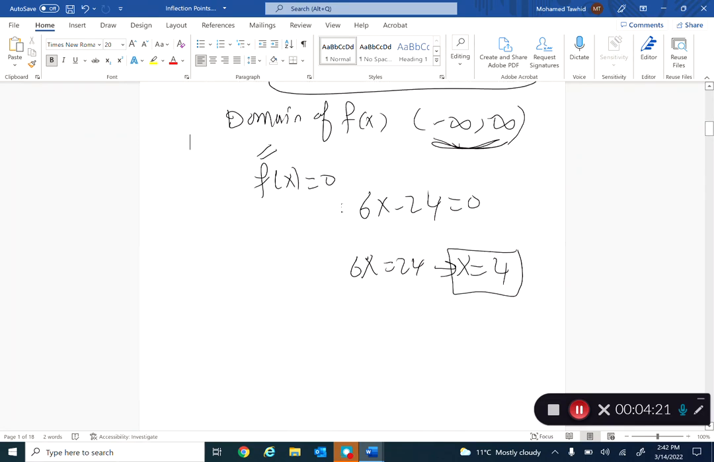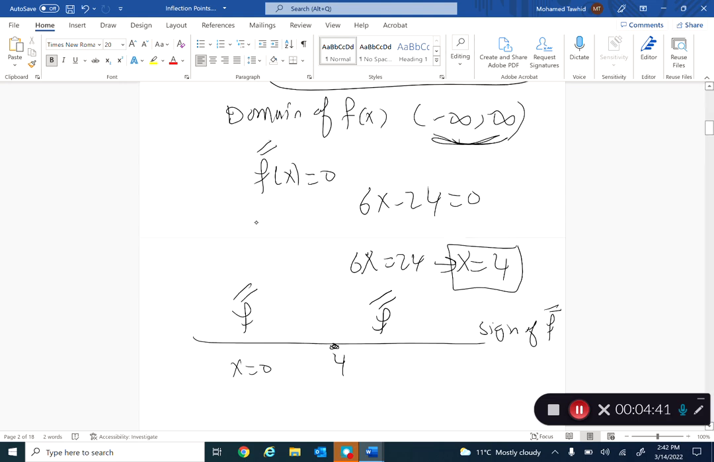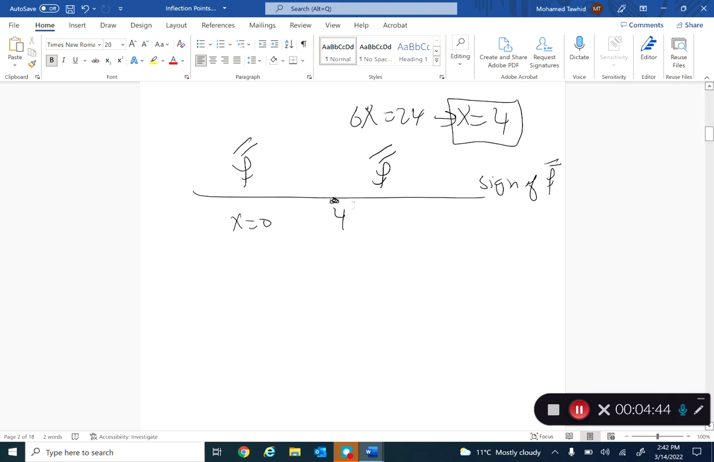Condition number 2: I have to check concavity. Here's your 4. I have to check the sign of the second derivative before and after. Take any number you wish before 4, for example, easy, take x equals 0. Your second derivative is 6x minus 24. If I replace x by 0, you get a negative number, so the sign here is negative. If you take x equals 1 or 2 or 3, you will get a negative second derivative.